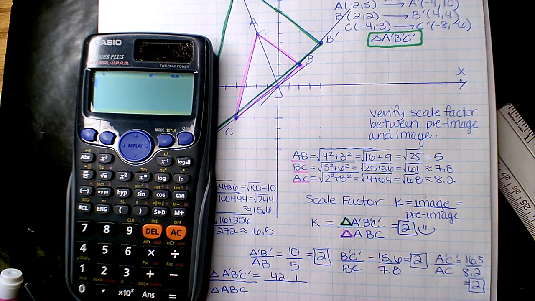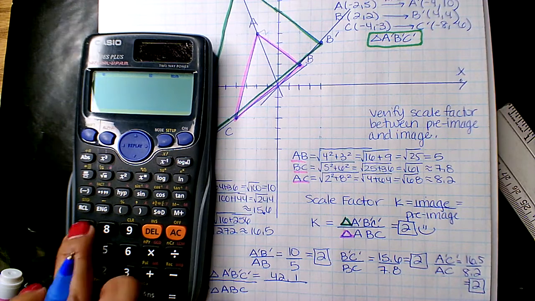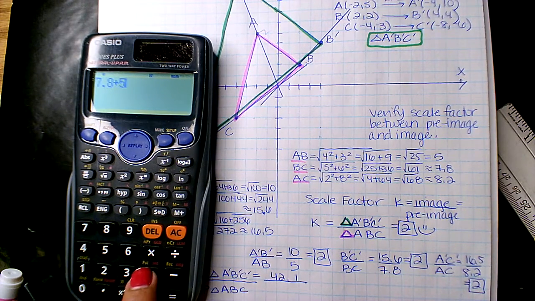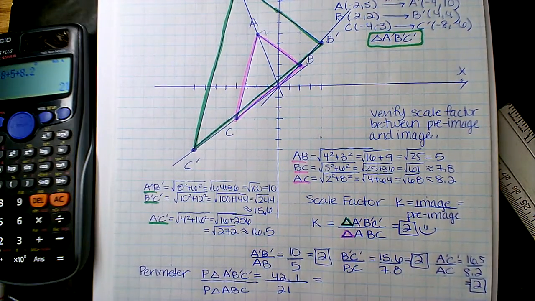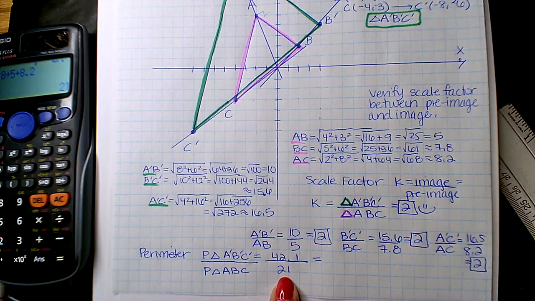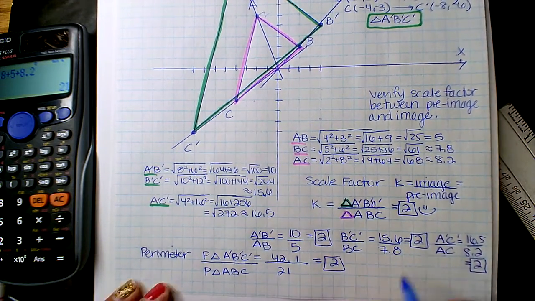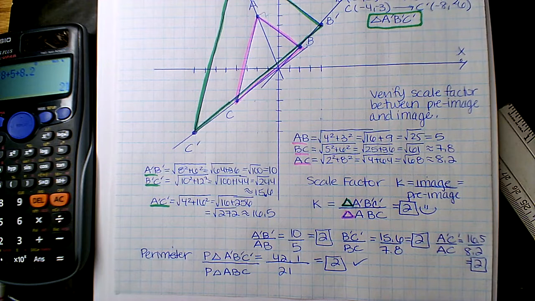Oh my gosh, hang on. 7.8 plus 5 is 21. And notice, what's 42.1 divided by 21? It's about 2. So your scale factor is maintained. It's called isometric. It's maintained through dilations. It doesn't dilate irregularly, like one side gets larger over the other side. It completely magnifies perfectly in proportion.